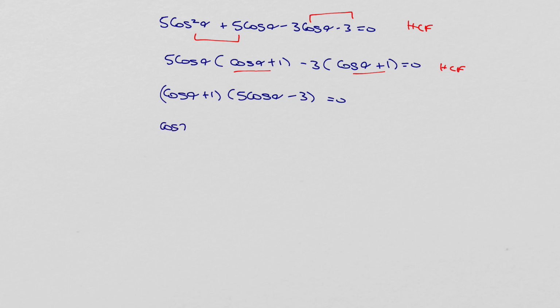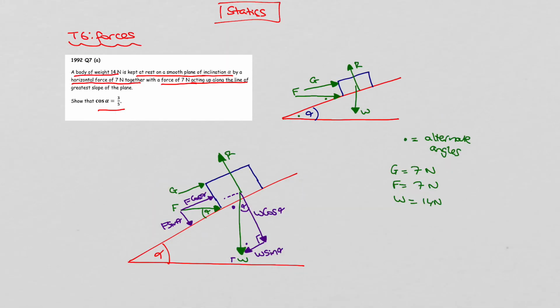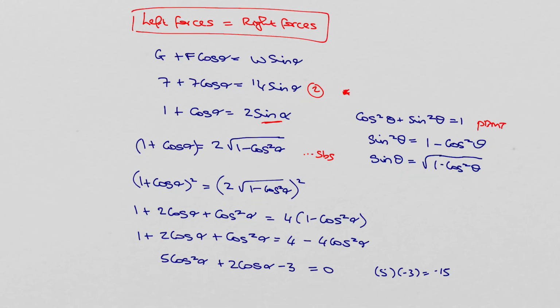So therefore we have cos alpha plus 1 equals 0, or 5 cos alpha minus 3 equals 0. And now we can see, lo and behold, cos alpha equals 3 over 5, which is exactly what we wanted. So we don't really need to finish the other one over here, that cos alpha equals minus 1, because we've got what we want here. So this is what we were asked to prove. So it's an interesting question that, as I said, these forces questions don't come up too often in statics. And it was very heavily focused on solving a trig equation. But a nice question all the same.